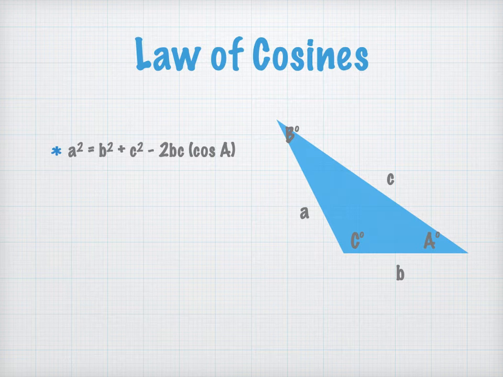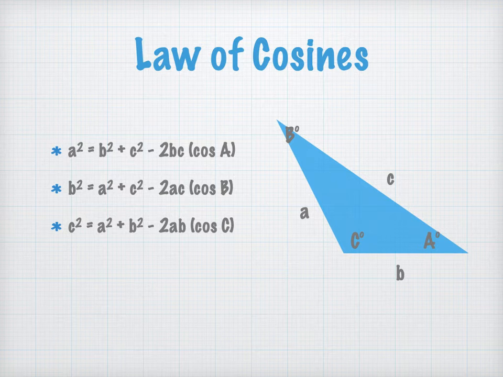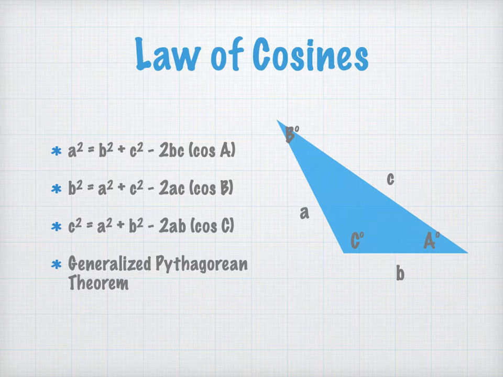A squared equals b squared plus c squared minus 2bc cosine A. Or b squared equals a squared plus c squared minus 2ac cosine B. Or c squared equals a squared plus b squared minus 2ab cosine C. Okay? Now, this is a generalized Pythagorean theorem.